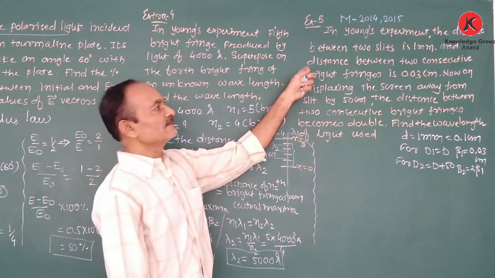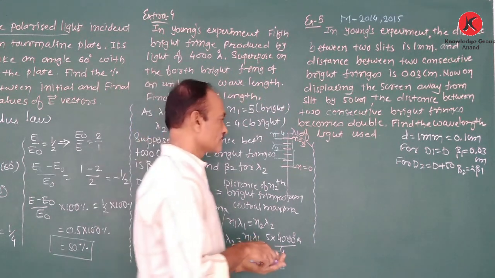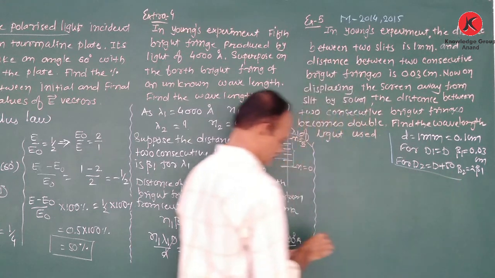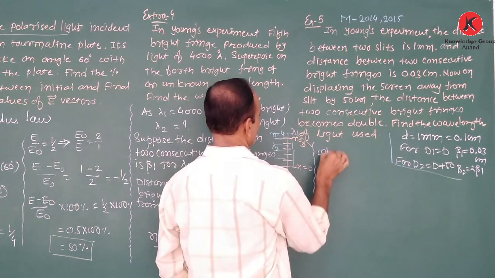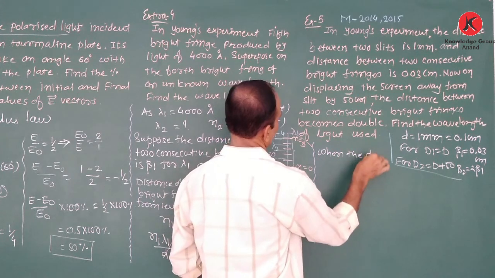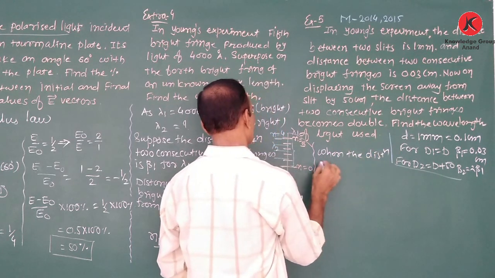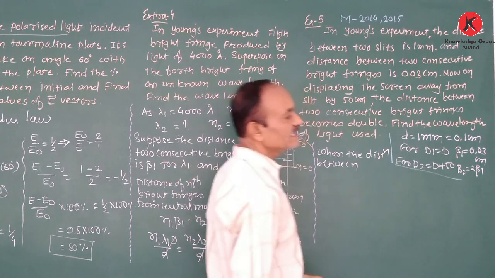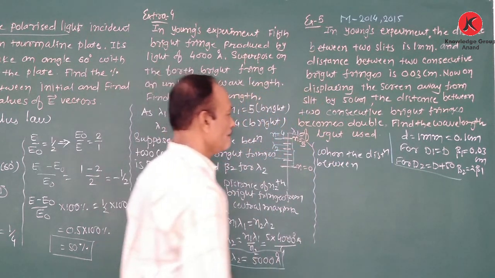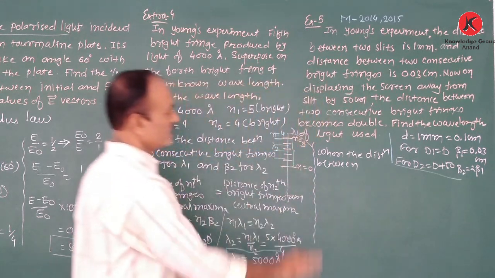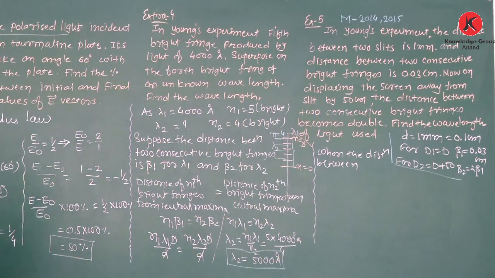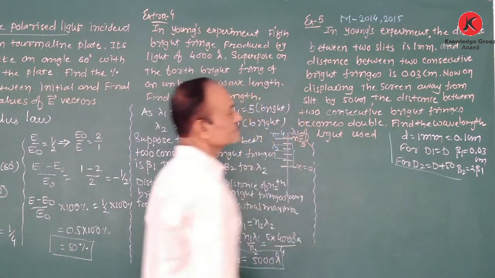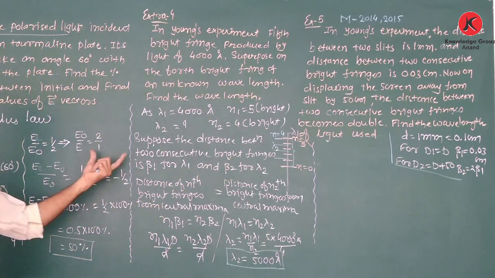When the distance between the slit and screen is D. Okay, we require sufficient space. Is it clear, these two numericals?